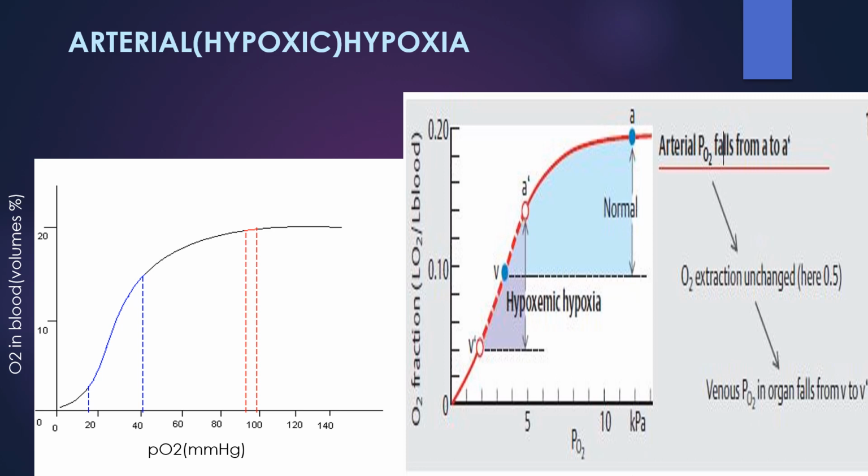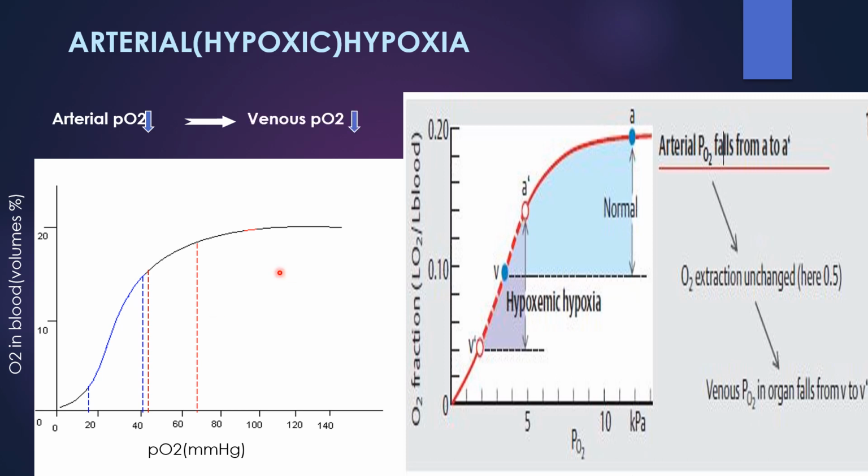Hypoxic hypoxia is otherwise called arterial hypoxia. So when there is decreased partial pressure of oxygen in the artery, here you can see, that will also decrease the partial pressure of oxygen in the venous blood. It is not only the artery. So after the extraction of oxygen in the capillary, normally in the venous blood, and after hypoxic hypoxia, the extraction of oxygen will be done. After that, the partial pressure of oxygen in the venous blood will fall further.